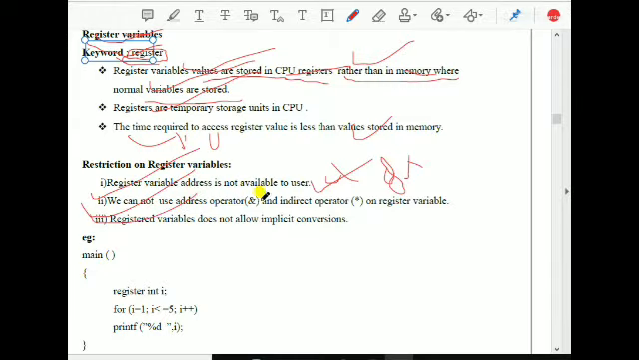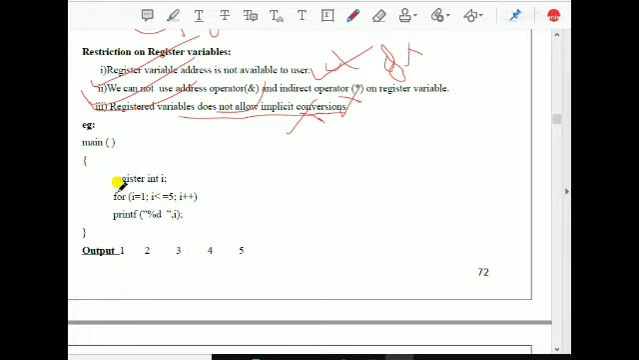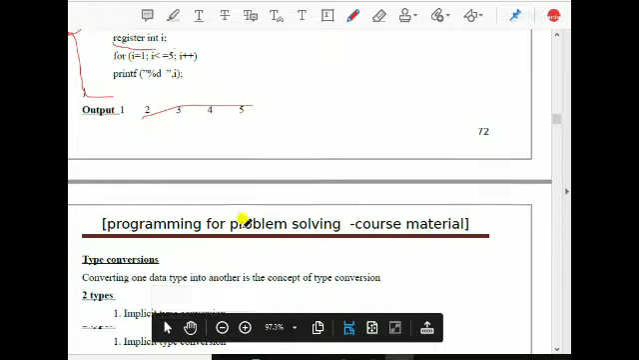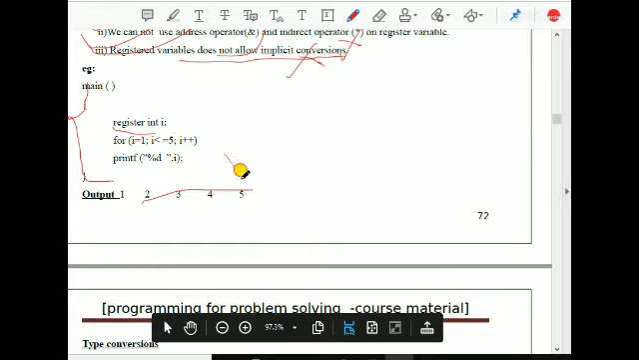We cannot use the address operator and indirect operator on a register, don't write more, just write till here. A register variable does not allow implicit conversion. Leave this one if you can't understand. See here, the best example for register is register int i, for i is equal to 1, i less than 5 and i plus plus, printf %d, and it will print 1 2 3 4 5 easily. So just write this example.